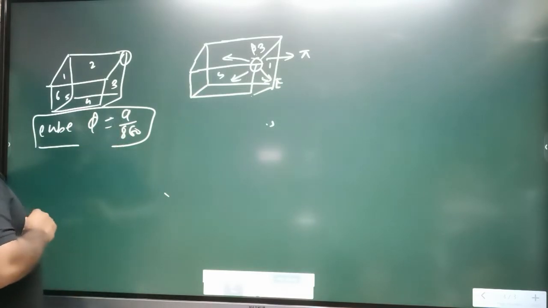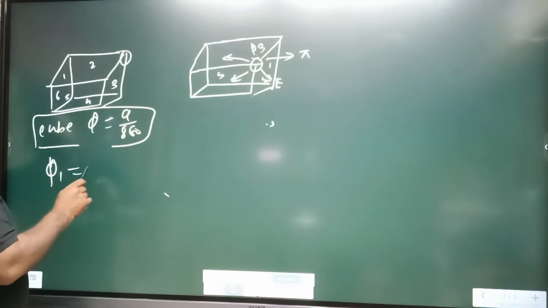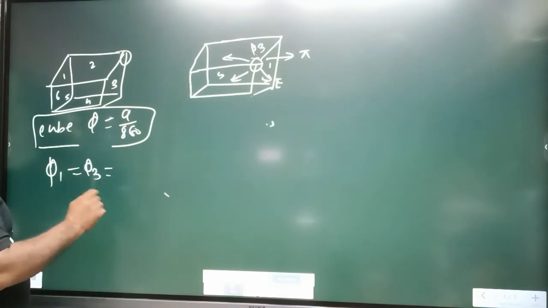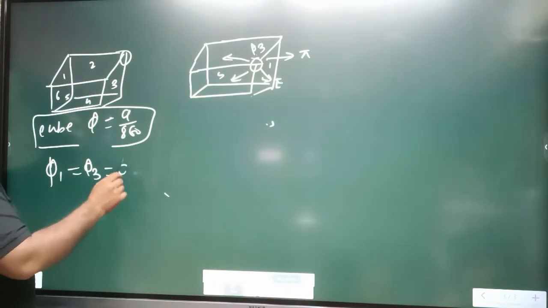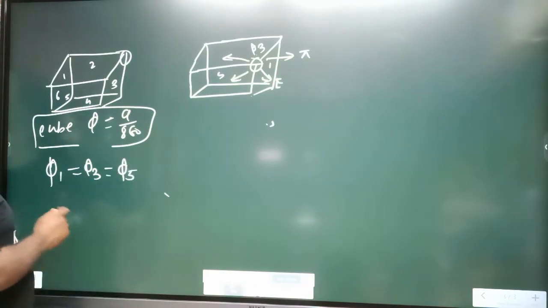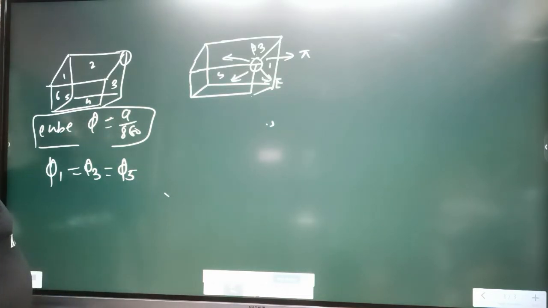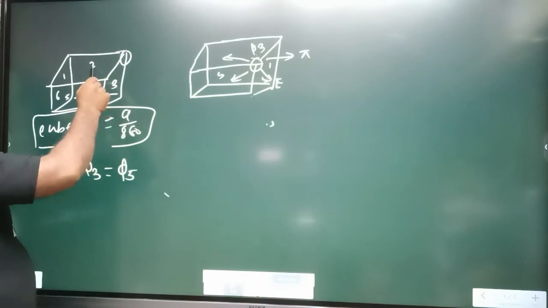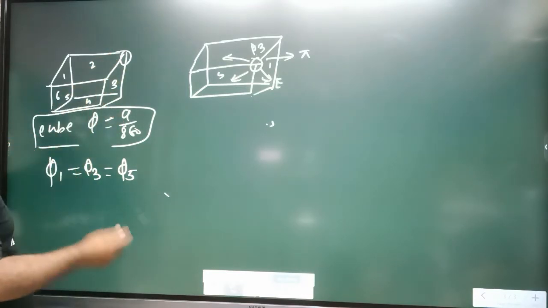Out of Q by 8 epsilon naught, suppose we consider phi 1, phi 3 and phi 5 are attached with the charge. Yes or no? This surface is attached with a charge. Then flux phi is equal to, yes, phi 1, phi 3, phi 5. Phi 3 is 0. 1 by 3 into 1 by 8 Q.